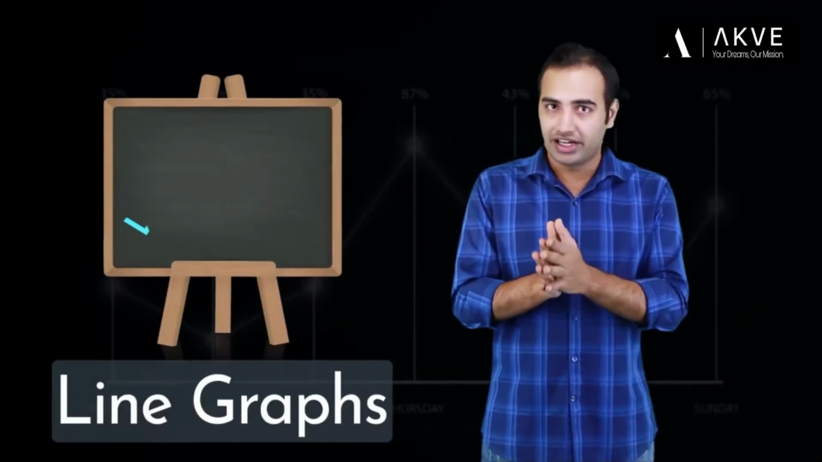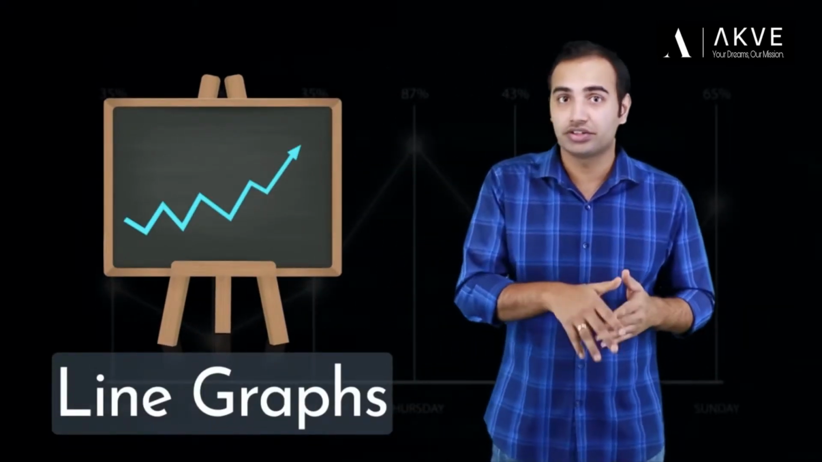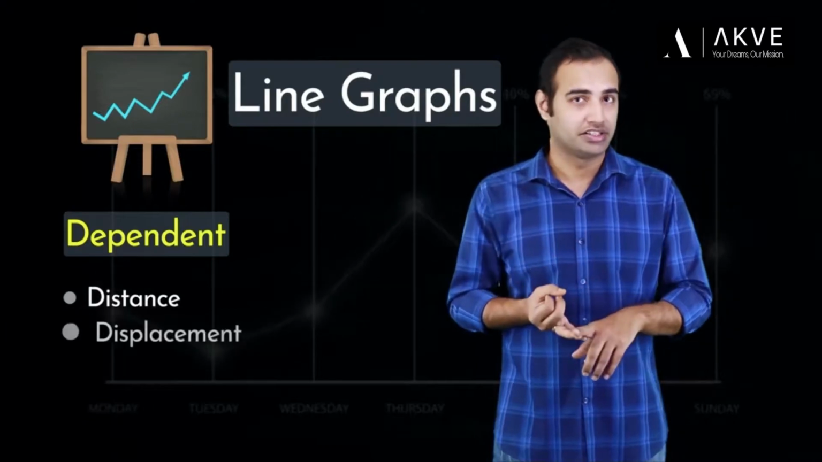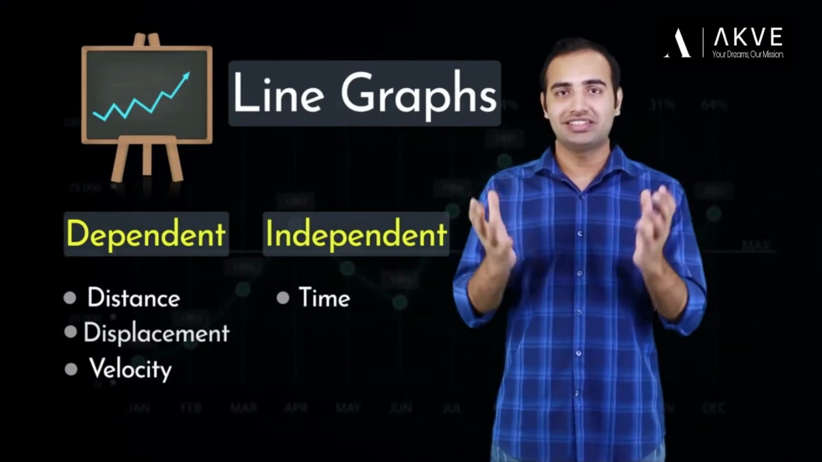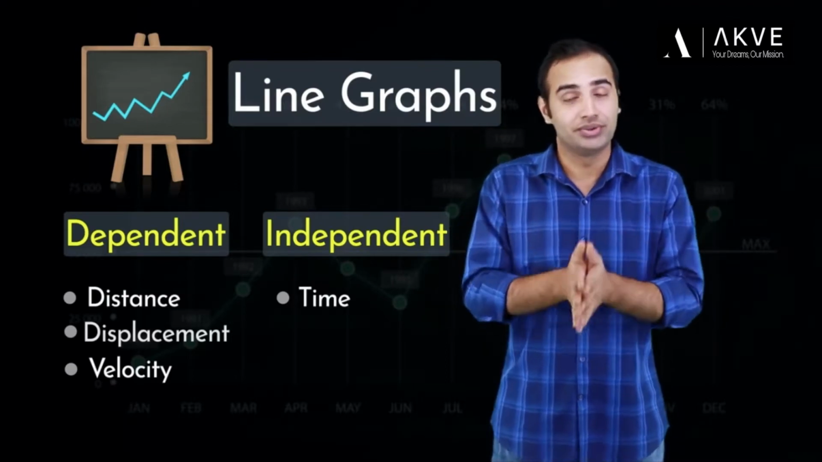So guys, in today's video and in the upcoming ones, we will learn how to use graphs to describe the motion of an object. More specifically, we will use line graphs that show the dependence of quantities like distance, displacement, and velocity on a quantity like time. So without wasting a second, let's jump right into distance-time graphs.